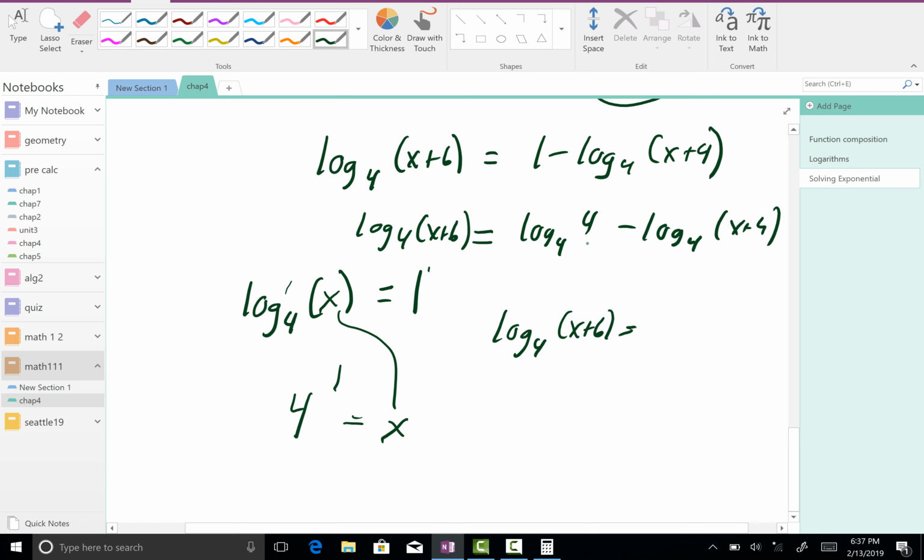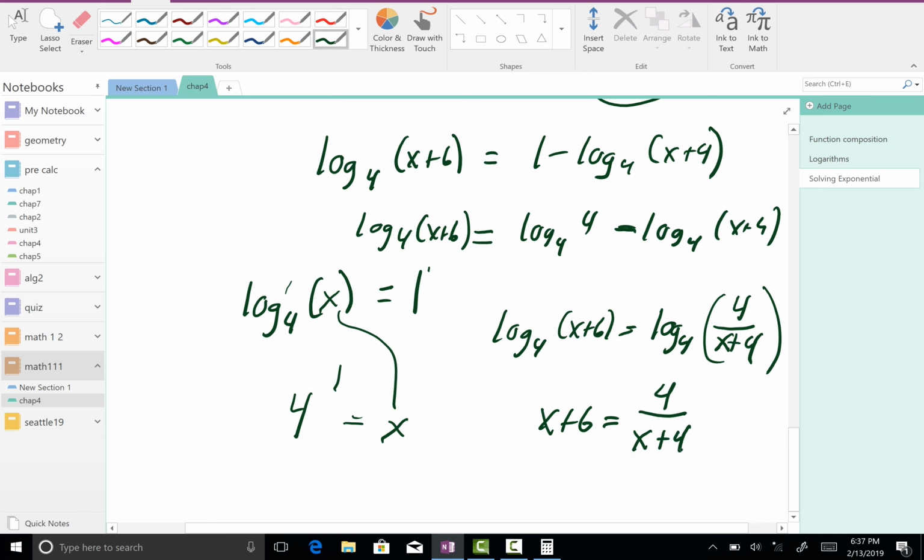Now, when we have log base 4 here and we're subtracting, I can write that as a single log. What would I be writing inside here? Since it's a minus, we know that's got to be division. So we're going to take this and divide it by whatever's in here. Now we can get rid of the log base 4s, and we have this really nasty equation.